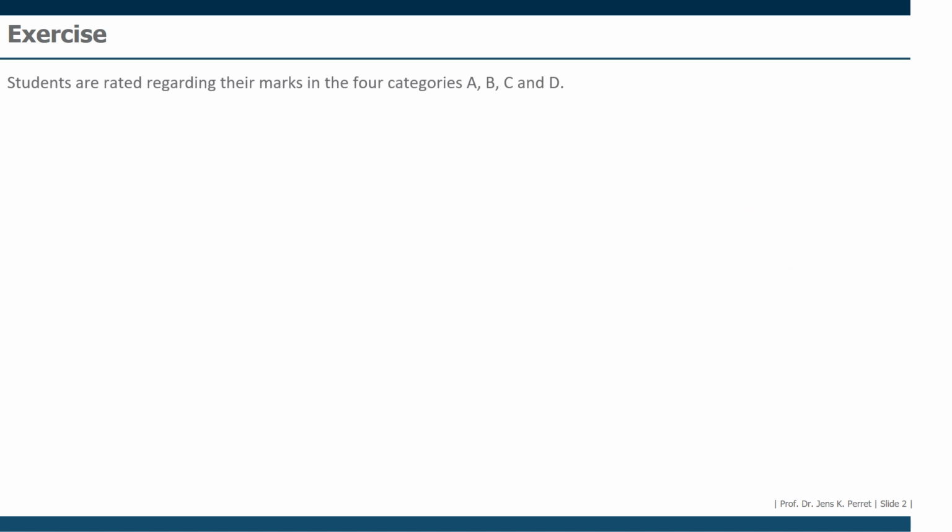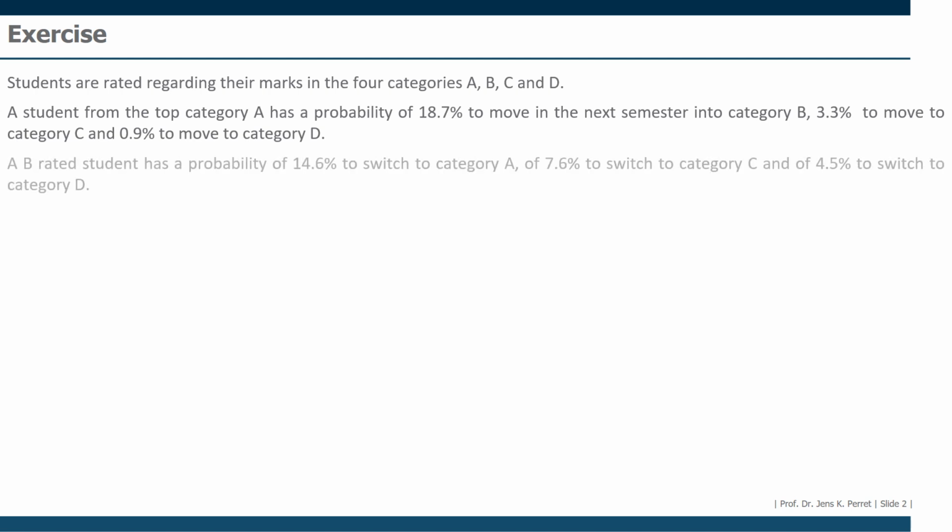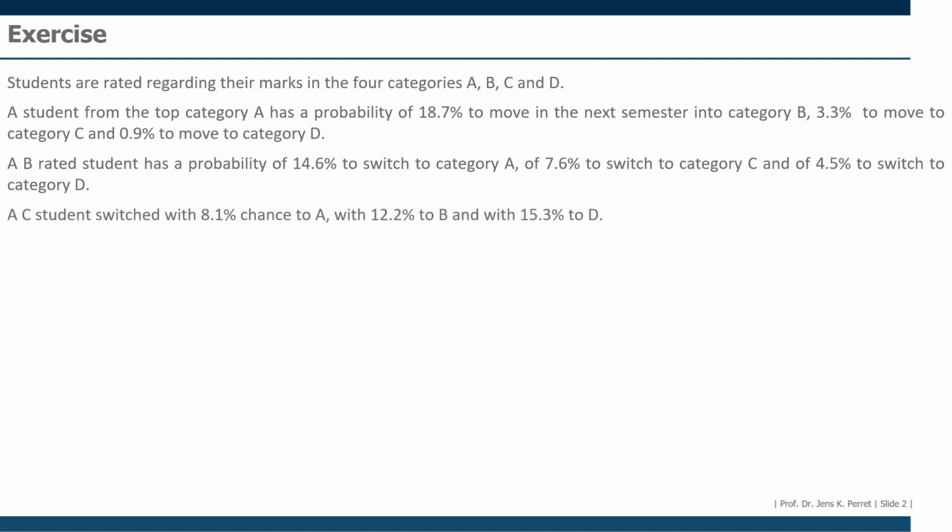So our exercise here: students are rated regarding their marks in the four categories A, B, C and D. A student from the top category A has a probability of 18.7% to move in the next semester into category B, 3.3% to move to category C, and 0.9% to move to category D. Then, a B-rated student has a probability of 14.6% to switch to A, 7.6% to switch to C, and 4.5% to switch to D. A C student switches with 8.1% to A, 12.2% to B, and 15.3% to D.